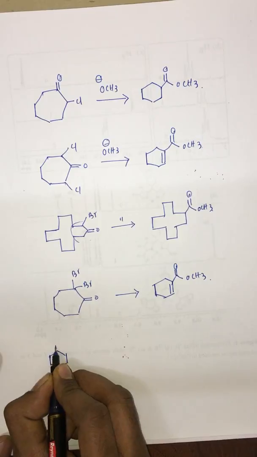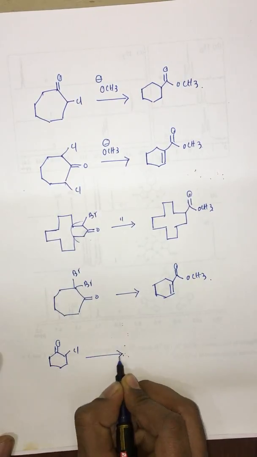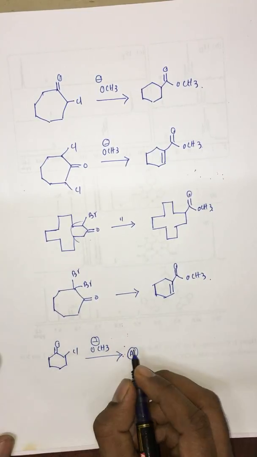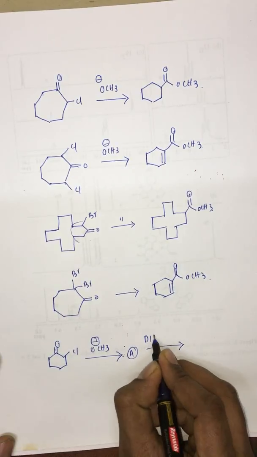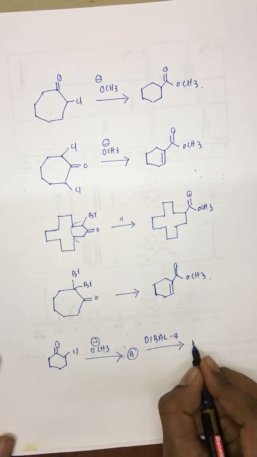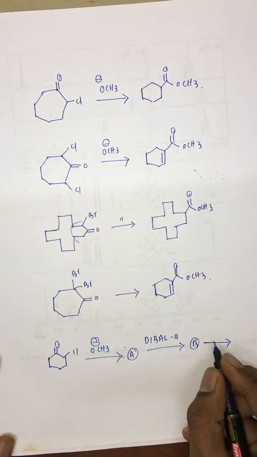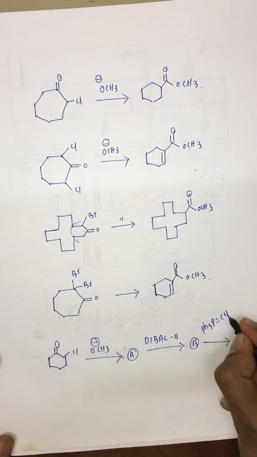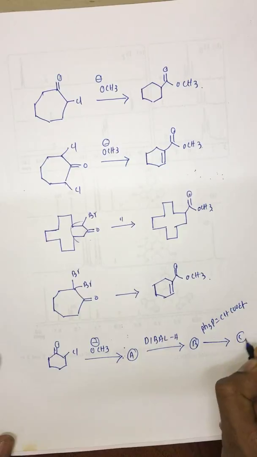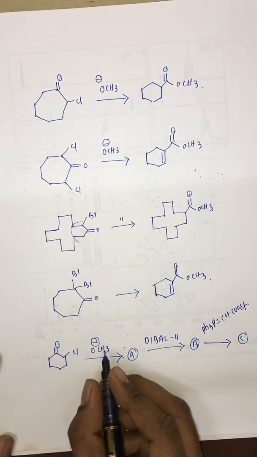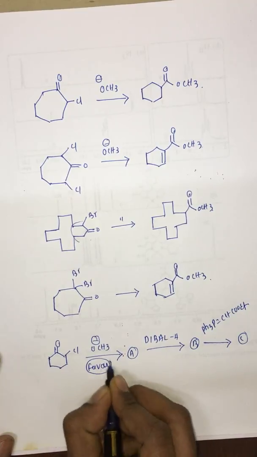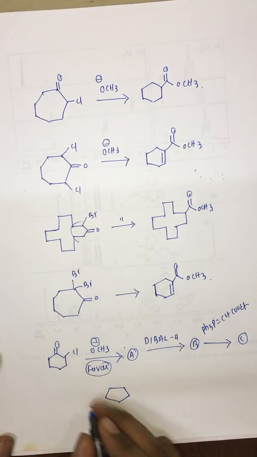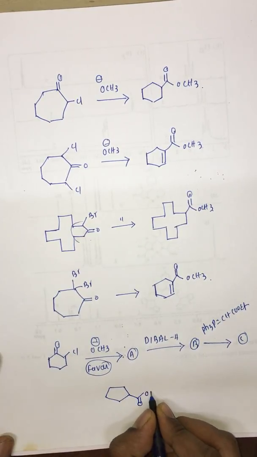so this is a question they asked in a previous exam, in a CSIR exam. This is A, and here we have DIBAL-H, it's B, and we have here PPh3=CH-COOEt. This is C. So we know that this is the Favorskii rearrangement. Okay, in Favorskii rearrangement what will happen? So ring contraction takes place and alpha haloketones are converted into esters.